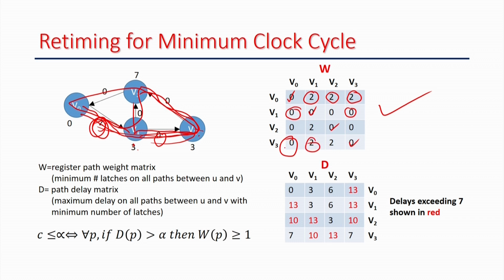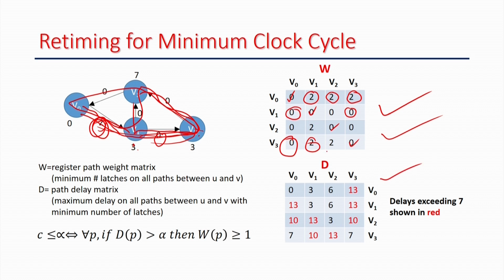So, this way we can construct this matrix where any pair vi to vj gives you the minimum number of registers possible among all paths between these 2 nodes, that is, the minimum number of registers over all the paths. This will be given by this w. Similarly, now we are going to consider all the paths where the weight is given by w u v, and what is the maximum delay, that is given by this, right.